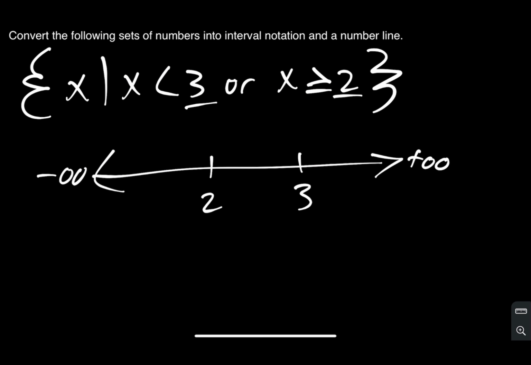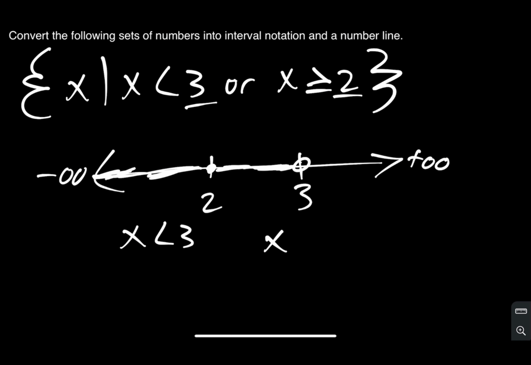So x is greater than or equal to 2. We know that's going to be a shaded endpoint. x is less than 3, we know that's going to be a hollow point. So we have to shade in our regions. We have x is less than 3. So x can be any value to the left of 3. So we shade in 2 to 3, and we also shade in negative infinity to 2.